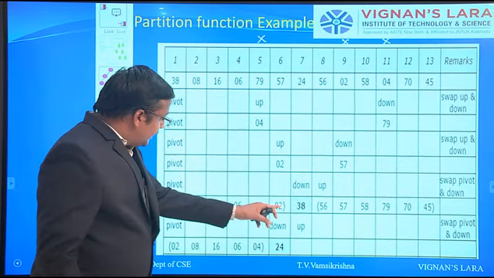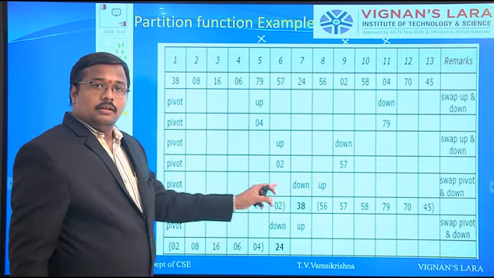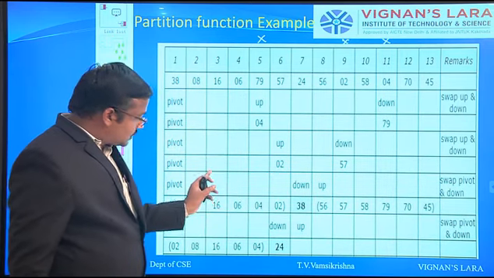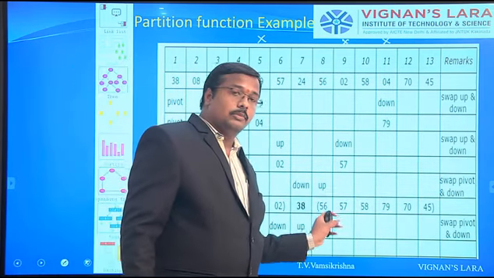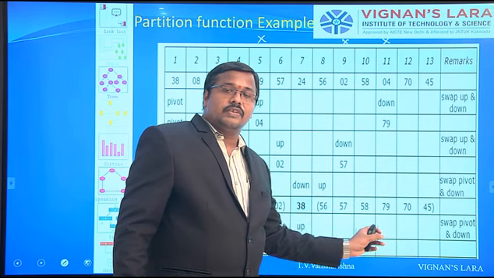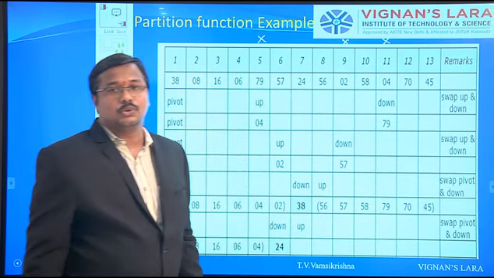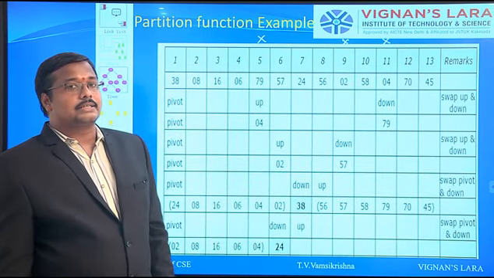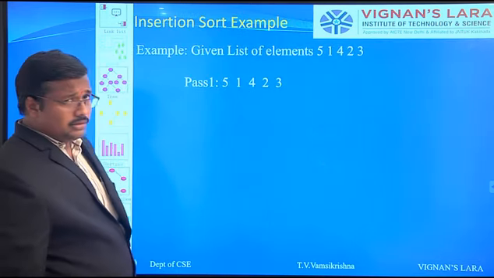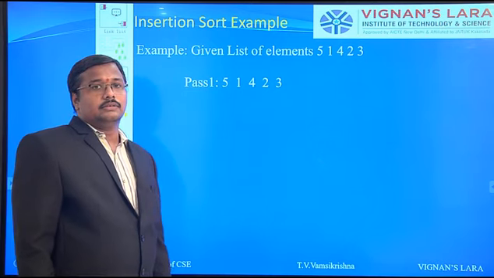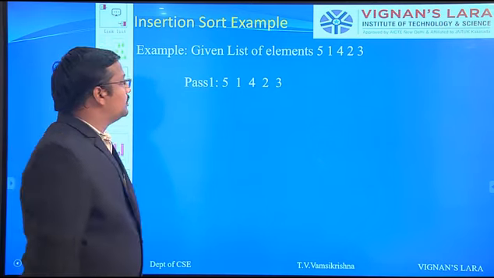Next, recursively we perform the partition function, meaning quicksort, for this array, and recursively we perform the partition function and quicksort for this array also. This is the quicksort technique. For better understanding, we'll go for a very simple example.